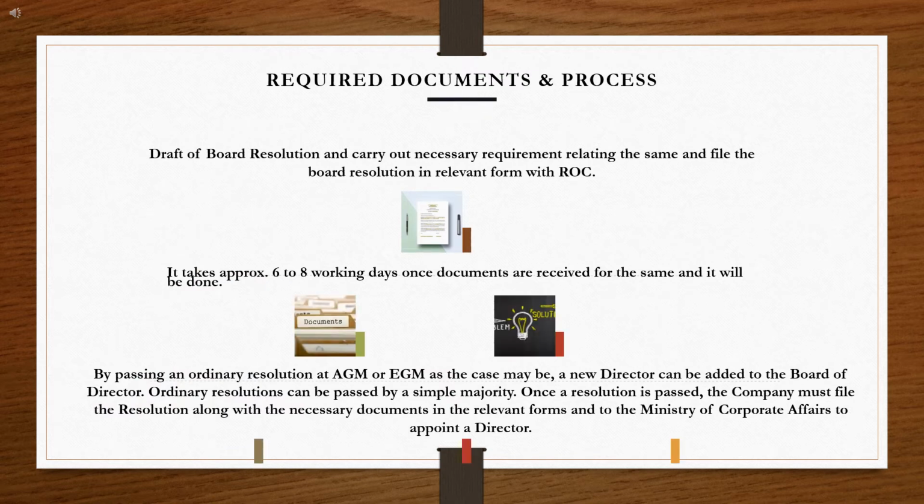What is the procedure for adding a director? By passing an ordinary resolution at an AGM or EGM, as the case may be, a new director can be added to the board of directors. Ordinary resolutions can be passed by a simple majority. Once a resolution is passed, the company must file the resolution along with the necessary documents in the relevant forms with the Ministry of Corporate Affairs to appoint a director.